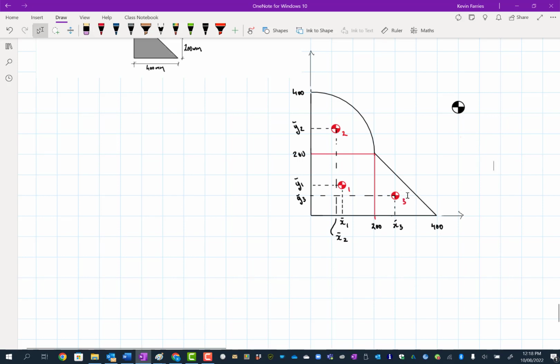Have I got it right? Otherwise, go back and rethink whether you've assumed the right starting point for the x and y positions of those centroids. Okay. So now what we'll do is just calculate each of these.